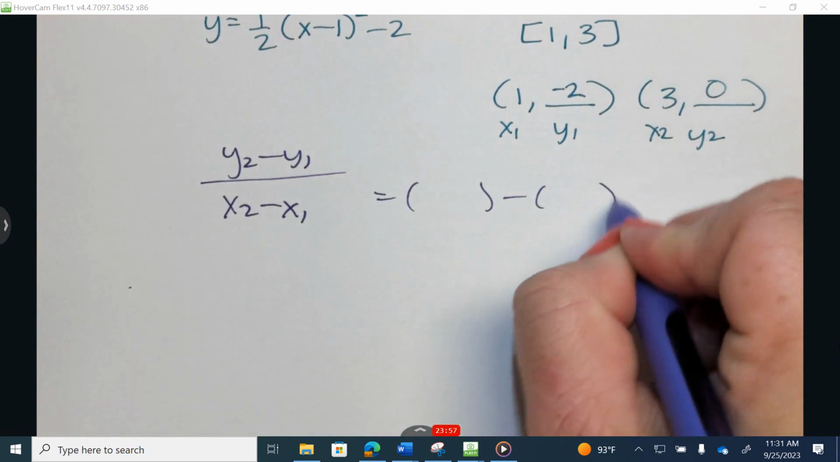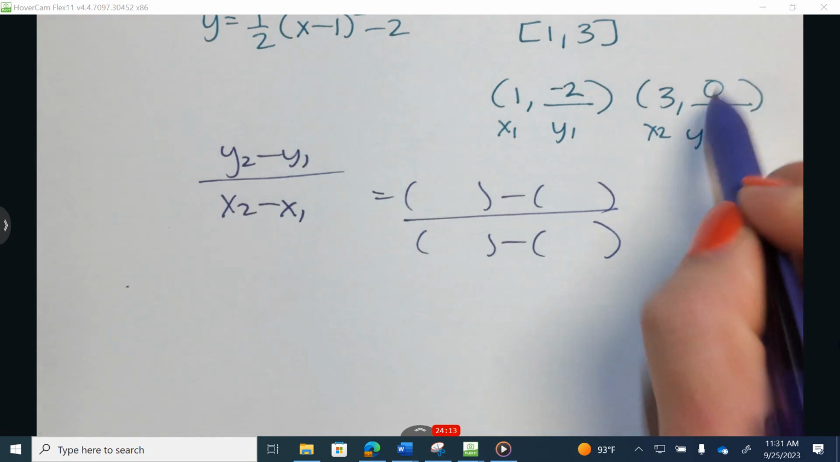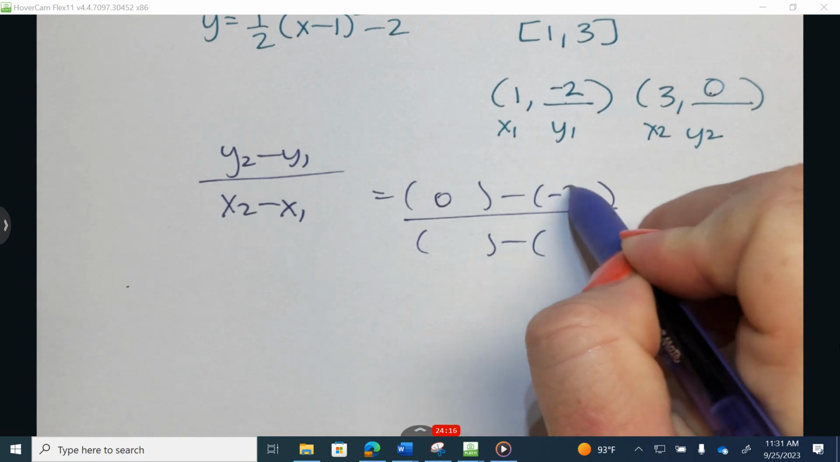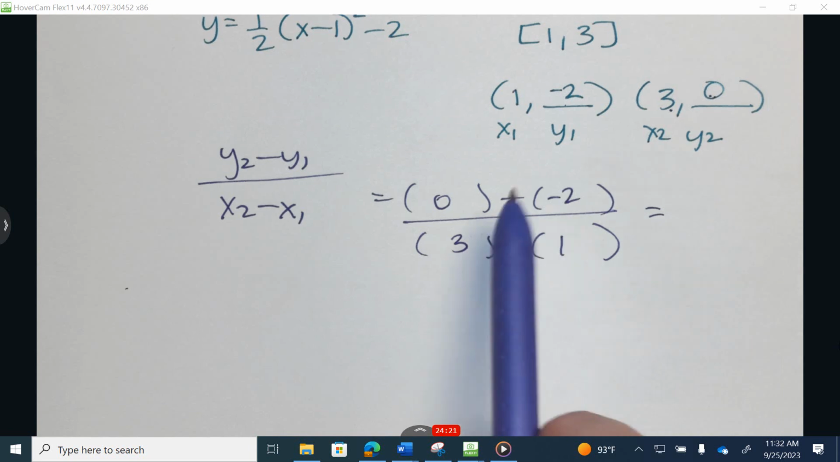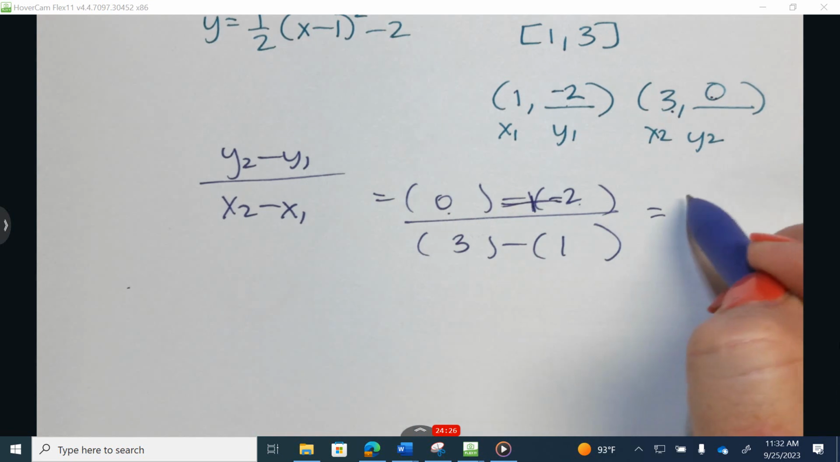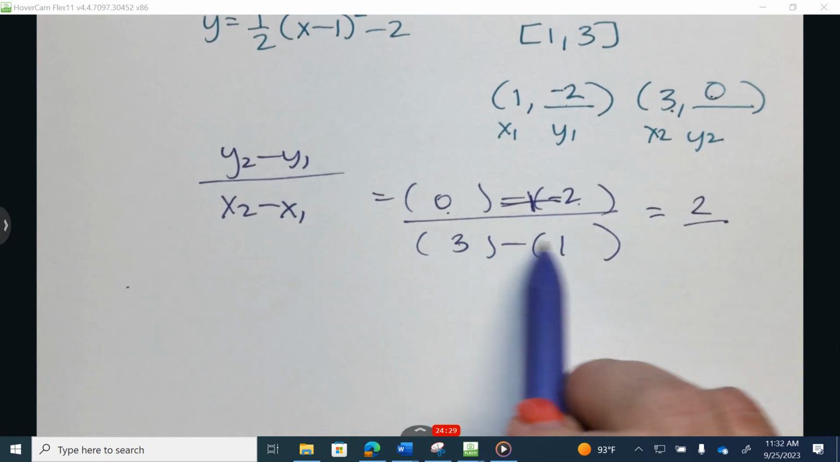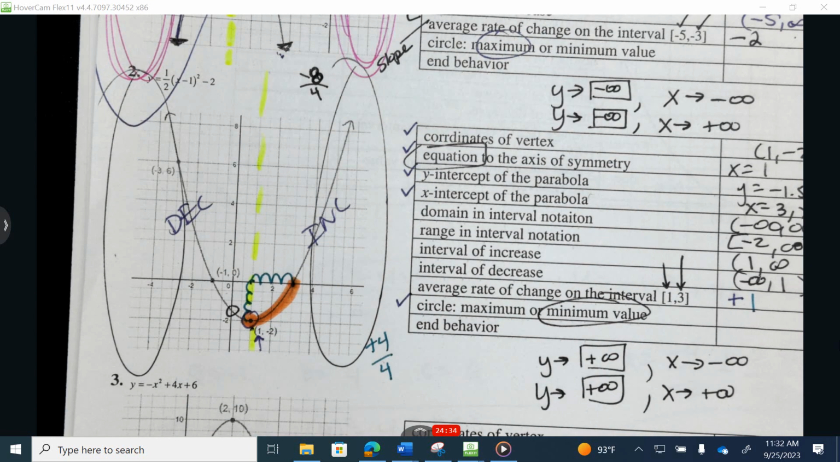Okay, you ready with your partner? Please plug in the numbers. Then using a calculator or mental math, come up with the answer. I'm going to give you 15 seconds and go. Two negatives results in a positive. 0 plus 2 is 2. 3 minus 1 is 2, and 2 divided by 2 is 1. That's exactly what we got, 1.